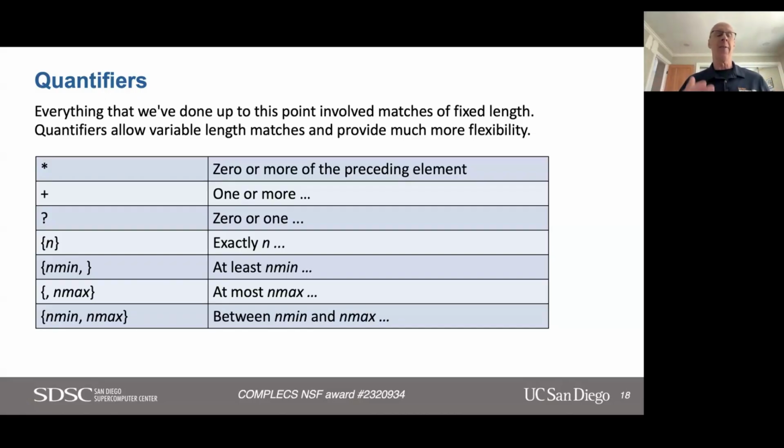So we have a star quantifier, which means that we want 0 or more of the preceding element. We have the plus, which means 1 or more of the preceding. Question mark, which is 0 or 1. And then we could use this curly brace syntax to specify with a single integer exactly n copies of the previous element, an integer followed by a comma, which means at least that many, an integer preceded by a comma, which means at most that many, and finally a pair of integers to specify a range from nmin to nmax.